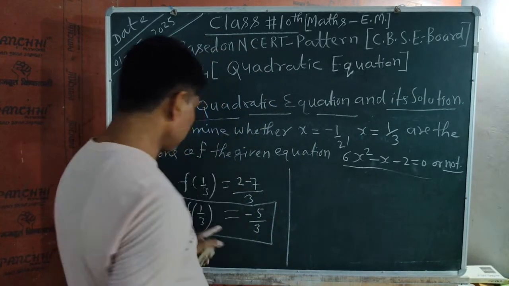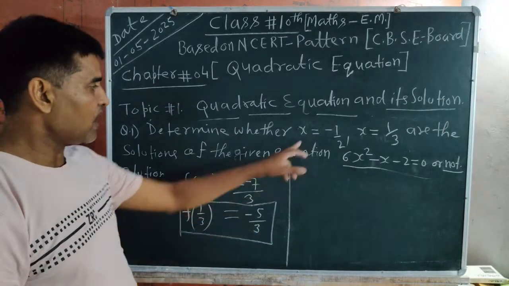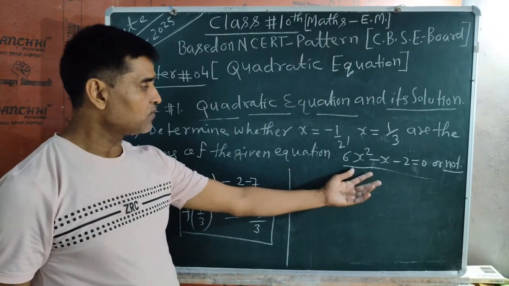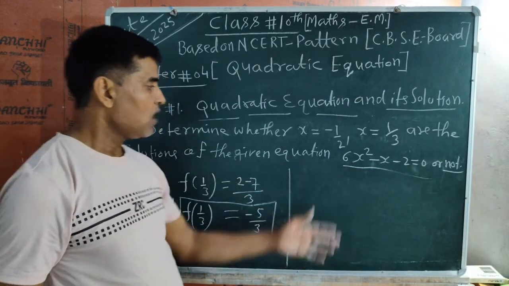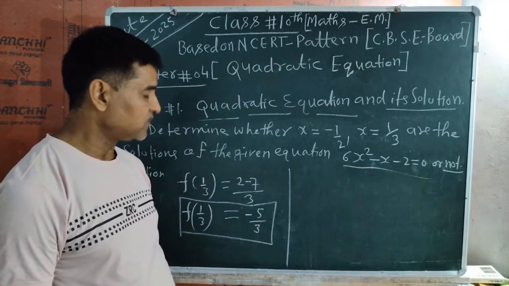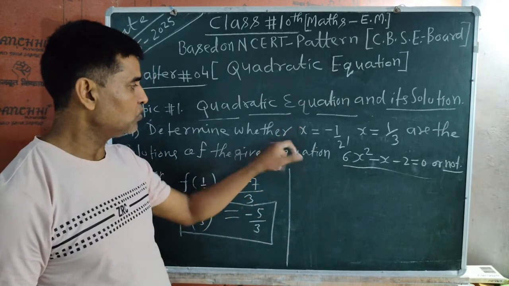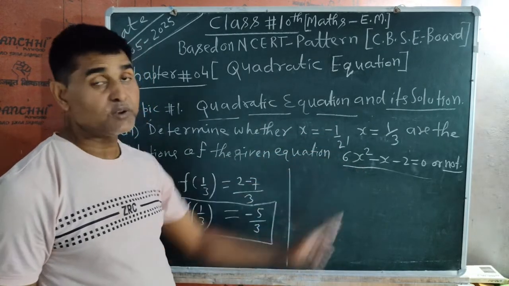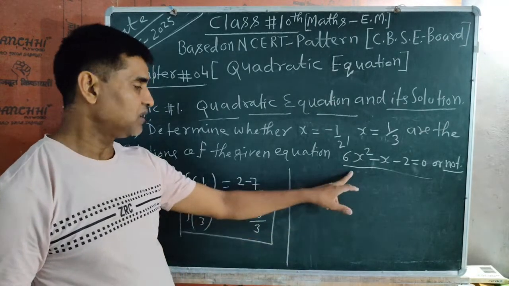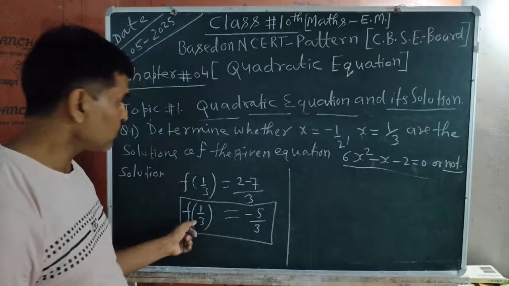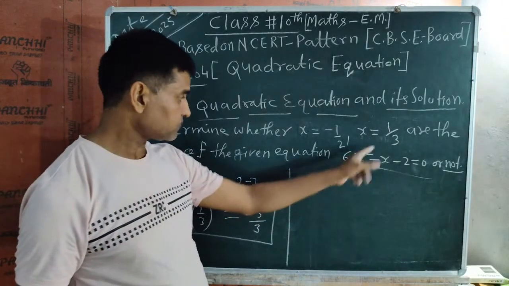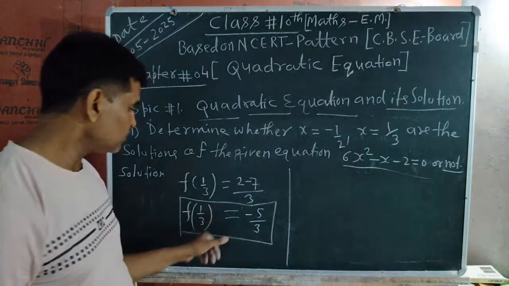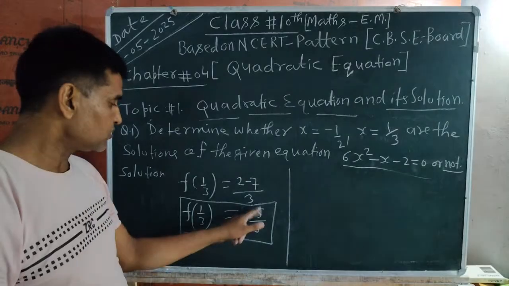So I will write it according to the given information, because at x is equal to -1 by 2, I have got the value of 6x square minus x minus 2. After calculating its value, I have got 0. Therefore, I have told you at x is equal to -1 by 2, there is a solution of the given quadratic equation, a root of the given quadratic equation. But here I have calculated the value of this quadratic polynomial at x is equal to 1 by 3. After simplifying, I have got its value is -5 divided by 3.